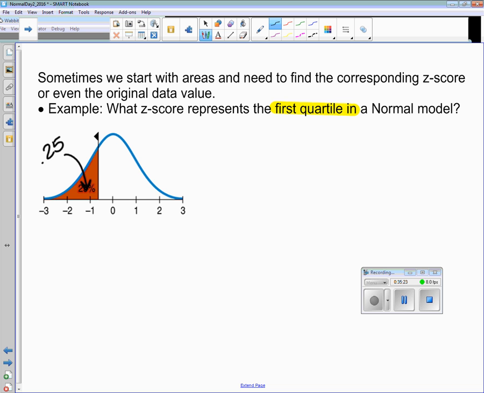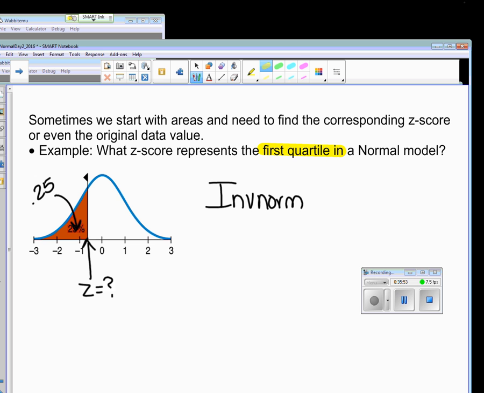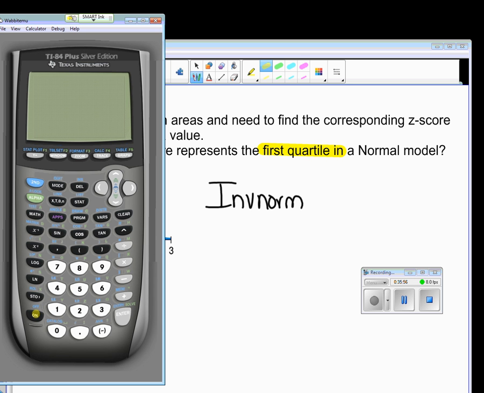If I'm given the percent, it's a different function. I'm trying to figure out what this Z-score is. The function you're going to use on the calculator is called inverse norm. I want you to look on your calculator under distributions and find it. When you are given the percent, you use inverse norm. When you're trying to find the percent, you use normal CDF. So, inverse norm. Did you find it?